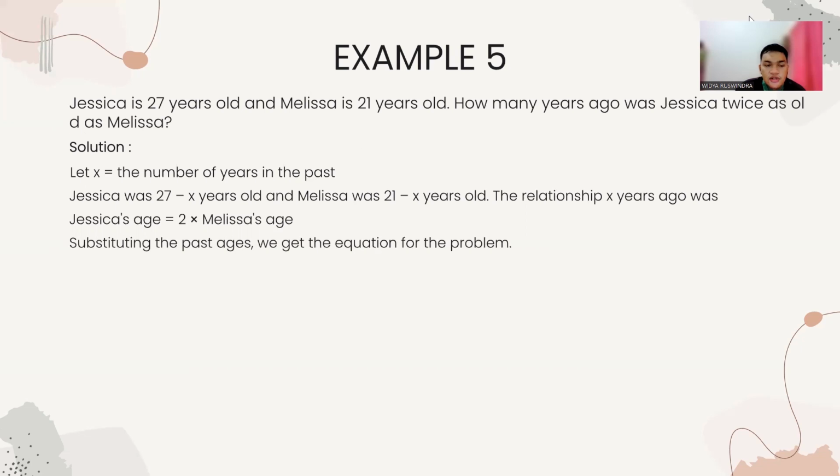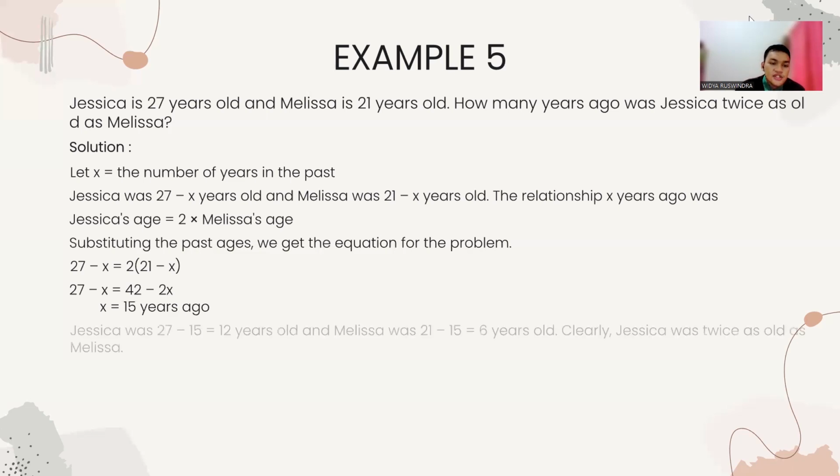Now for the next step, substituting the past ages, we get the equation for the problem. Jessica's age 27 minus X equals 2 times Melissa's age, which is 21 minus X. With multiplication we get 27 minus X equals 2 times 21, which is 42, and 2 times minus X is minus 2X. And we get X value is 15 years ago.